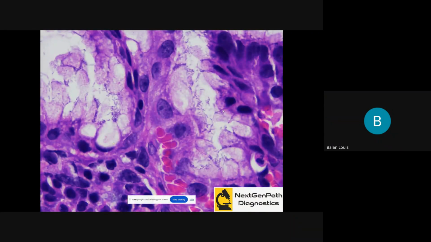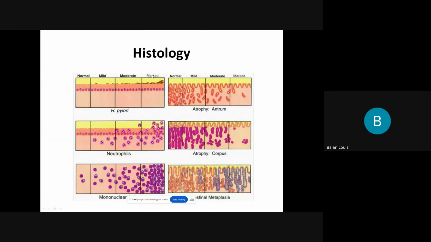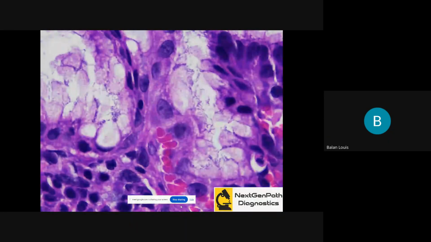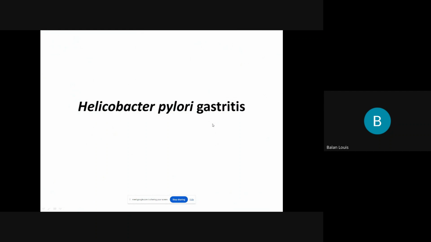So this is one typical example of a Helicobacter pylori gastritis. So these are all spiral forms of Helicobacter pylori. A good H&E stain will easily pick up Helicobacter pylori, and if you look at this visual analog scale, this will come in the marked or severe Helicobacter pylori infection. So this is a case of Helicobacter pylori gastritis.